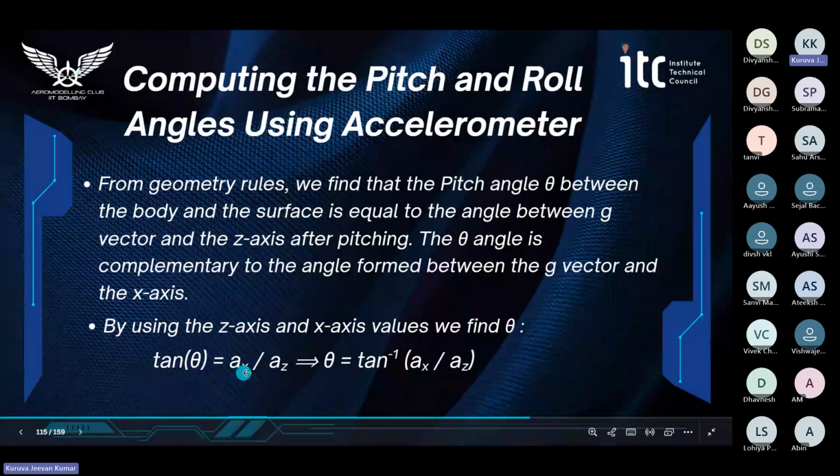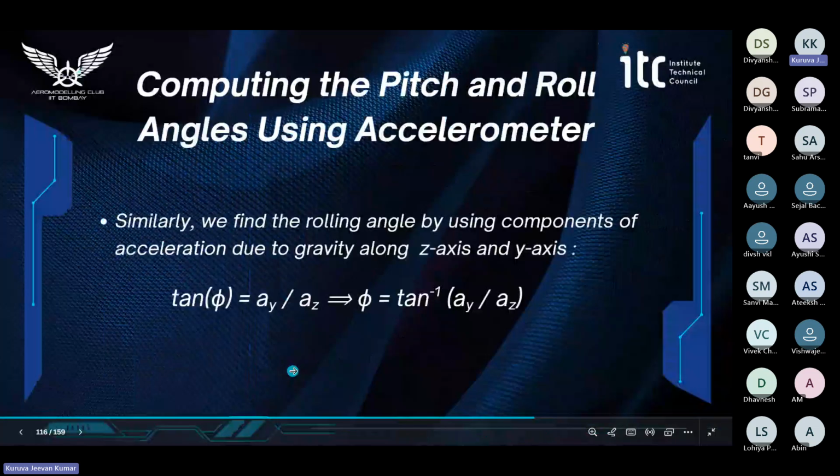Similarly, we can calculate roll by rotating the surface about the x-axis. From that, we get tan phi equals ay by az, and phi, the roll angle, equals tan inverse of ay by az.